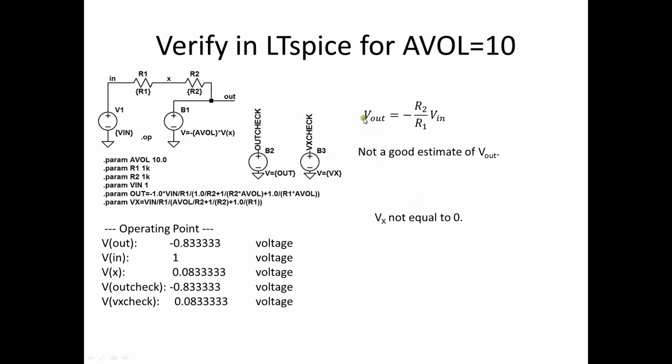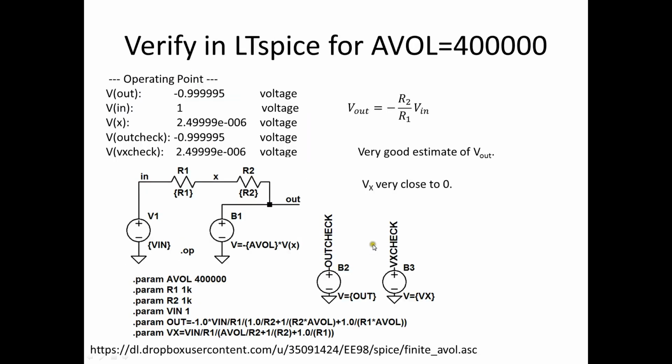Now the thing is, this equation, when open loop gain is 10, is not accurate. It's not a good estimate, and Vx is not equal to 0. Just as easily, we can set the open loop gain to 400,000. Now V out equals almost 1, and Vx is very close to 0. V out check and V out calculated are the same. You can even download this LTspice file and verify things for yourself.